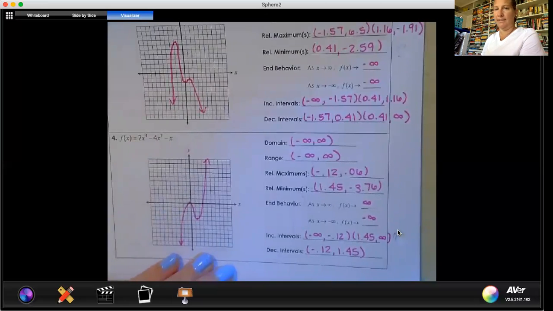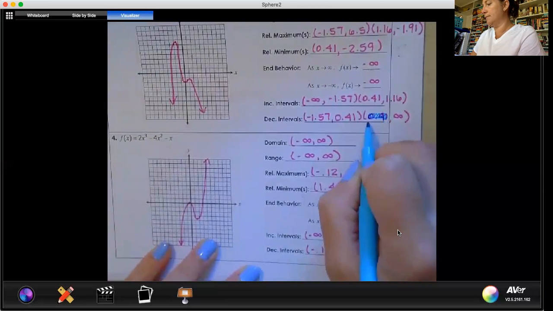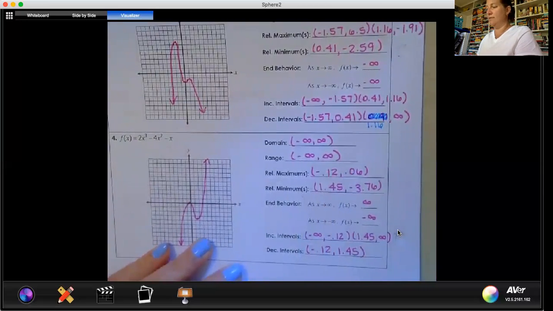One correction that I see needs to be made, this should say 1.16. You are decreasing from 1.16 to infinity.